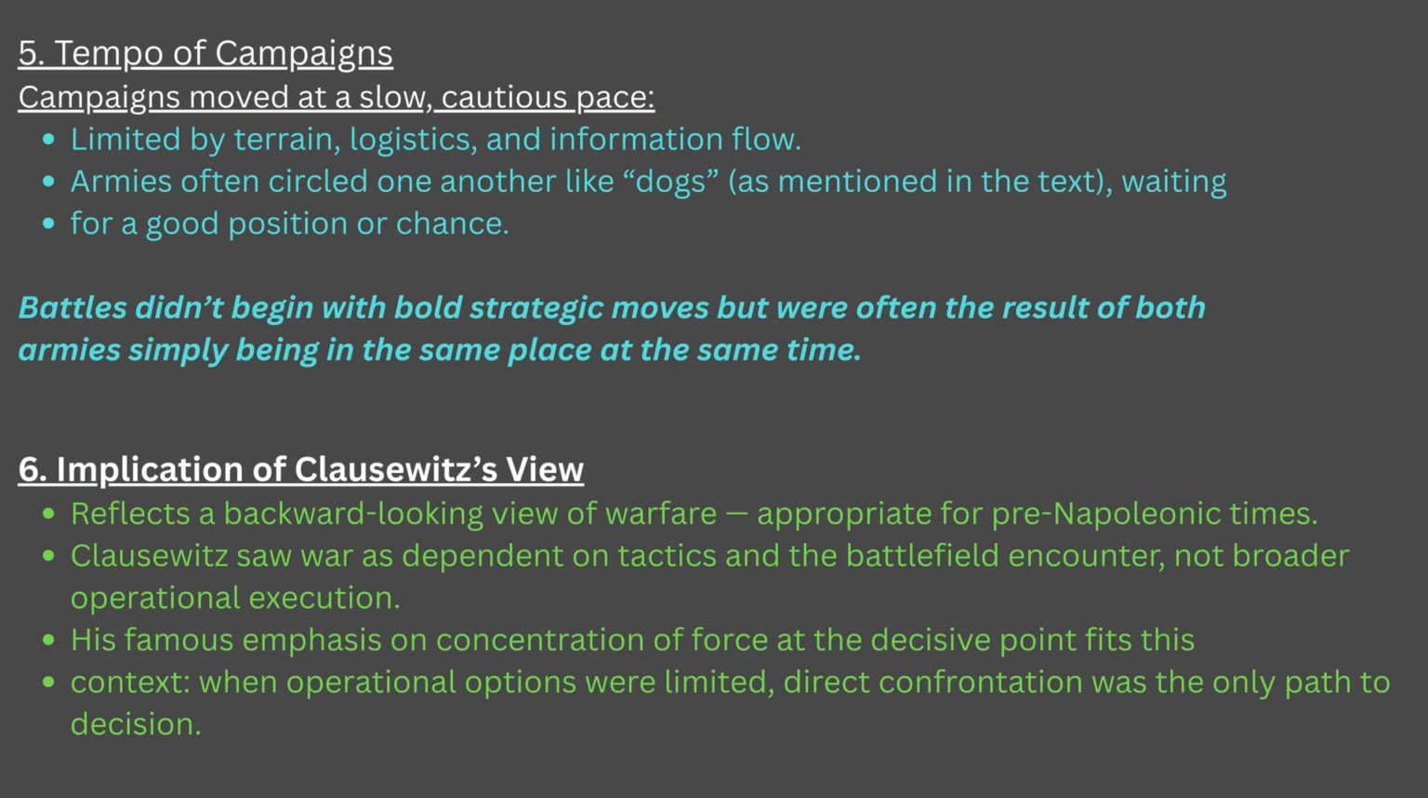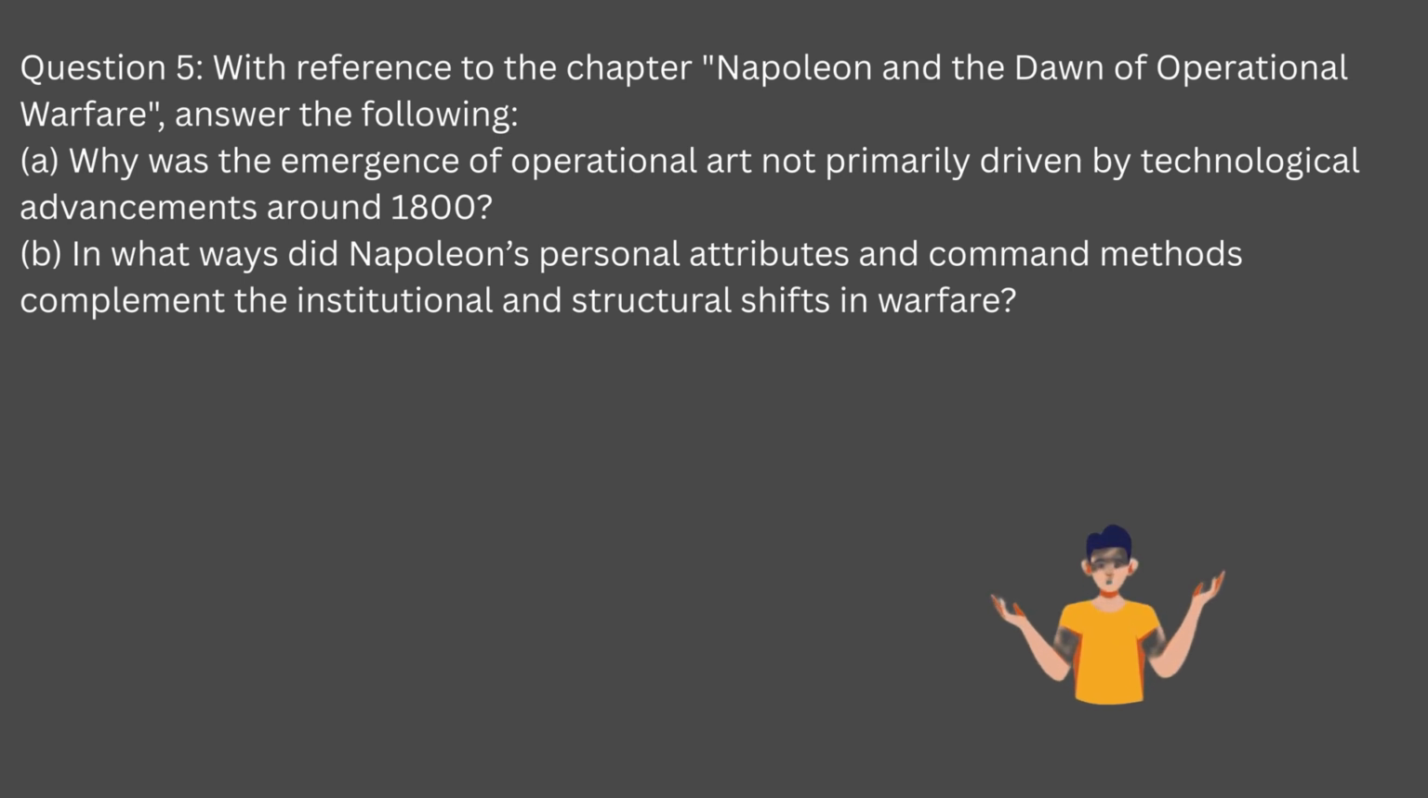Question 5, which states, with reference to the chapter Napoleon and the Dawn of Operational Warfare, answer the following. A. Why was the emergence of operational art not primarily driven by technological advancements around 1800? B. In what ways did Napoleon's personal attributes and command methods complement the institutional and structural shifts in warfare?